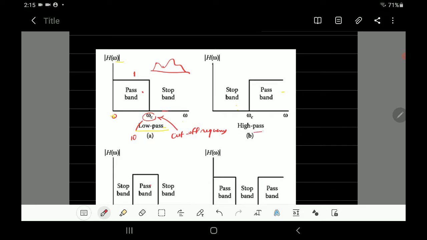For the high pass filter, it will be the opposite. Any frequency above the cutoff frequency will pass, but anything below that will not pass. That's why we call it high pass filter.